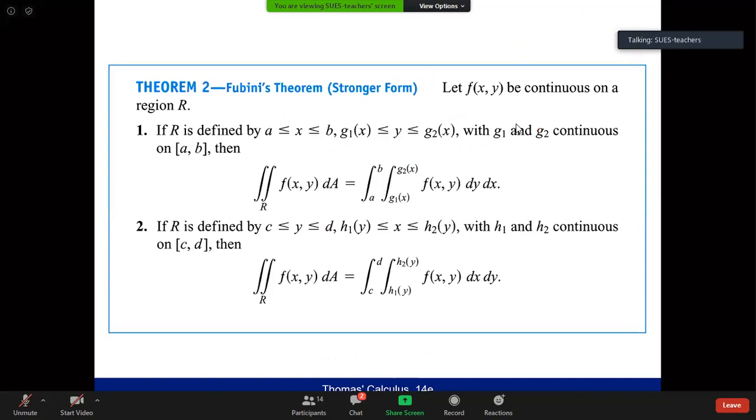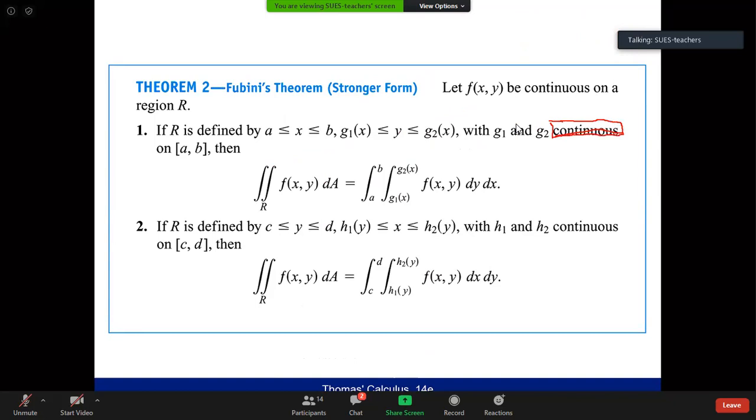Okay, so then we have Theorem 2, the Fubini theorem. So this is the stronger form. Let f(x, y) be continuous on a region R, and if R is defined by x belongs to a to b, and g1(x) is less than or equal to y, and y is less than or equal to g2(x), with g1 and g2 continuous. Okay, very important, so g1 and g2. This is pretty important.